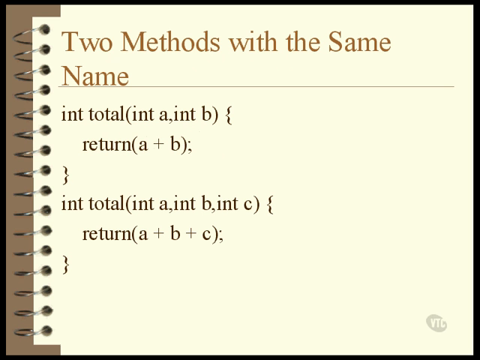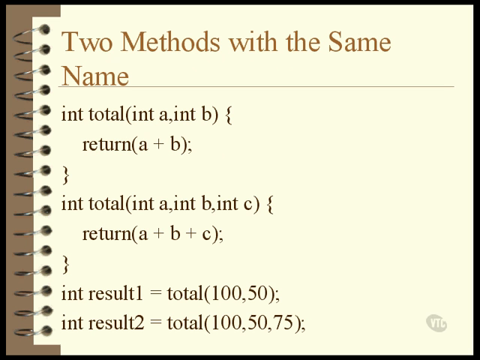Here is another method that looks like it has the same name, but it really doesn't. Where the first method is named something like total int, the second one is named something like total int, int, and it returns the sum of 3 values. When you put in code to call a method, the compiler looks at the arguments you provide for it to determine the actual method that gets called. In this example, the value stored in result 1 is calculated by a call to the first method, and the value stored in result 2 is calculated by the second method.